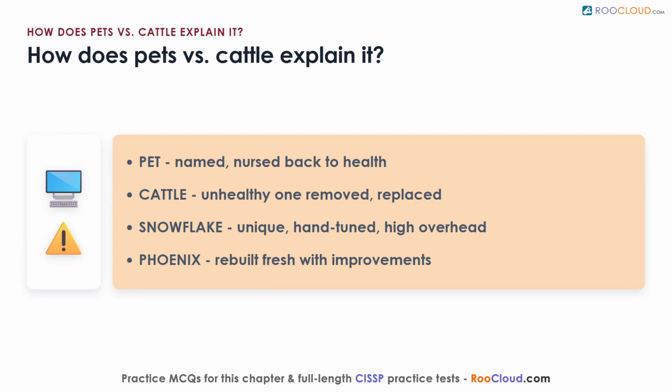There is a matching pair, snowflakes versus phoenixes. A snowflake is a unique, hand-tuned server that demands special care and adds complexity. A phoenix is built fresh from scratch every time, rising with improvements baked in, which cuts overhead and keeps everything consistent. Immutable architecture wants cattle and phoenixes, not pets and snowflakes.